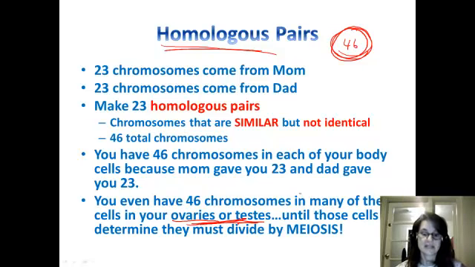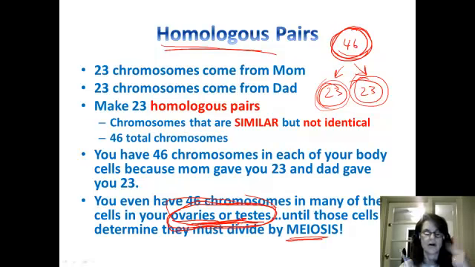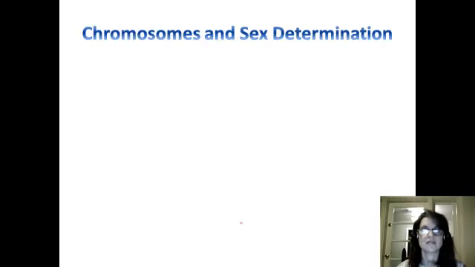At some point, cells in your ovaries or testes will decide that they have to divide by meiosis and cut their chromosome number in half. Only cells that exist in your ovaries and testes will do that. No cells in your arm, no cells in your brain, no cells anywhere else. Meiosis is only for sexual reproduction.